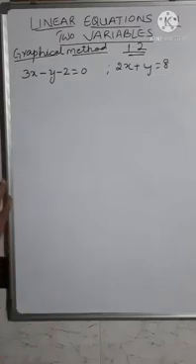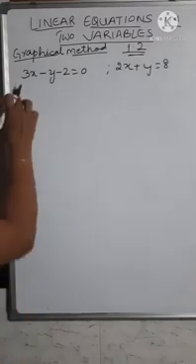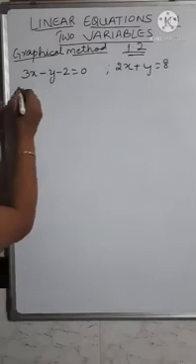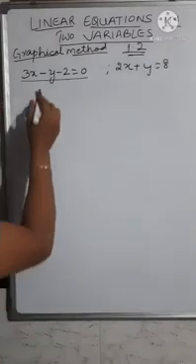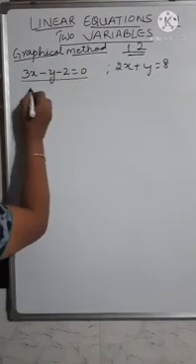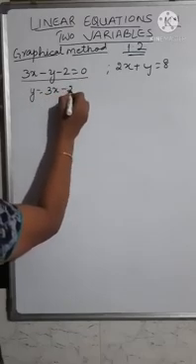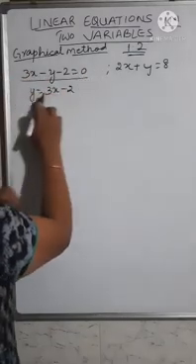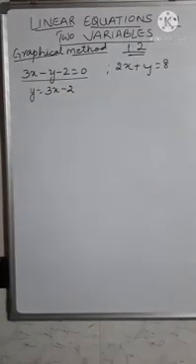To draw the graph for a linear equation, the first thing is you have to prepare the table. So we'll take the first equation, that is 3x minus y minus 2 equal to 0. From this we'll find the value of y. Take y to the other side, and you get y is equal to 3x minus 2. I've taken minus y to the other side, and the other two I've kept as they are.